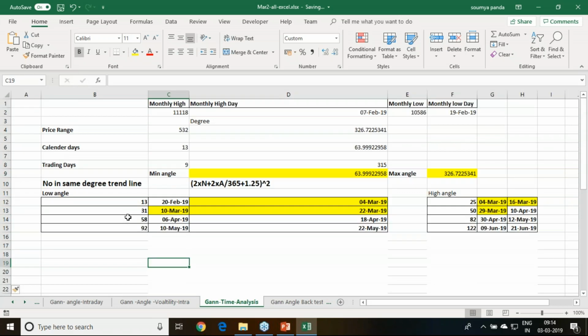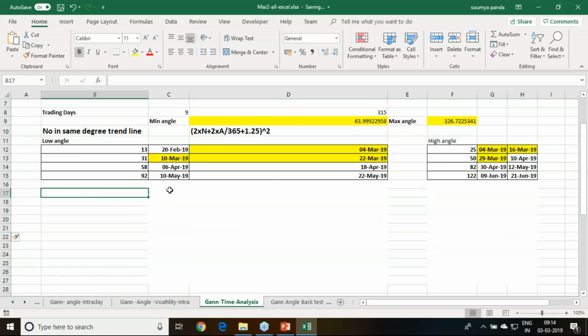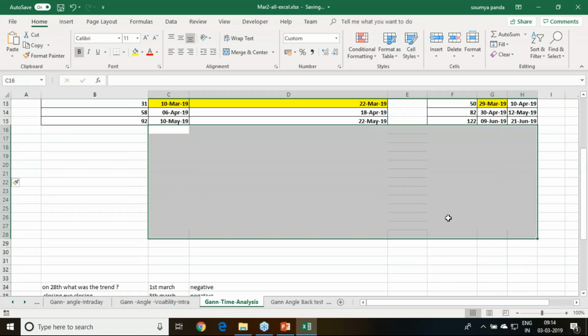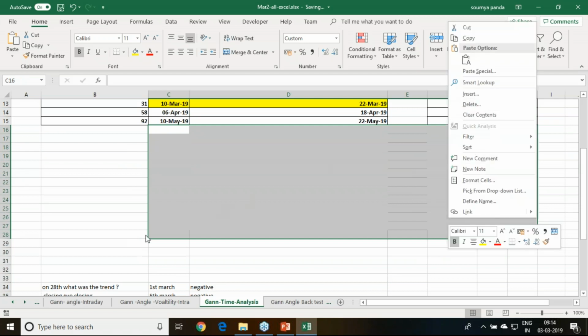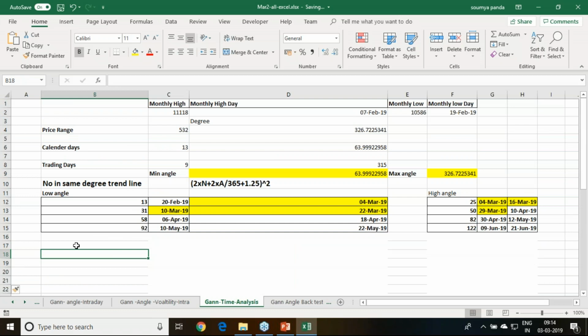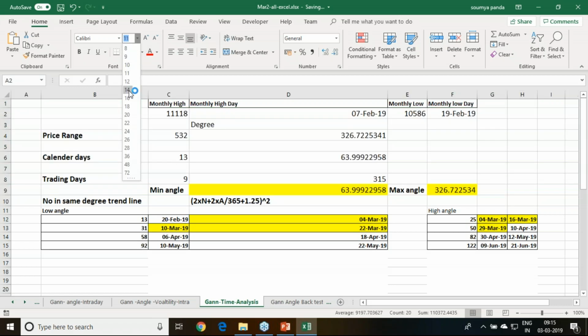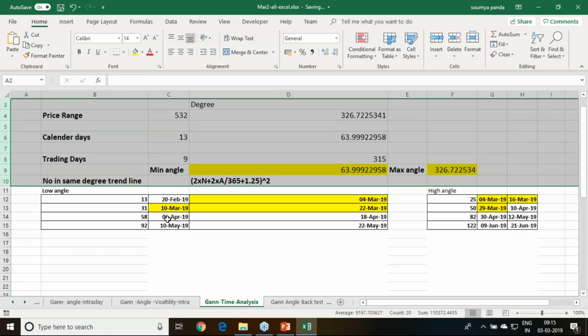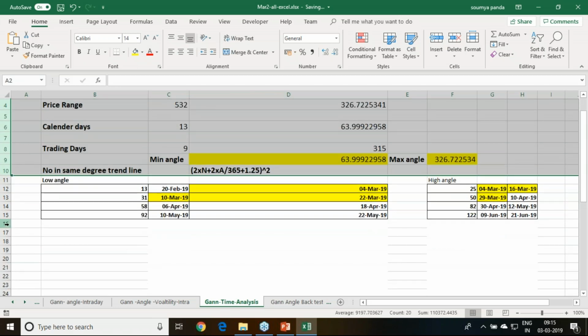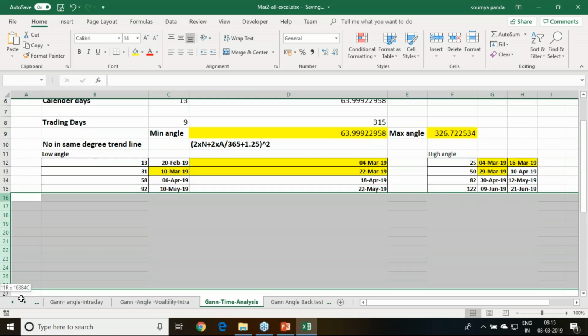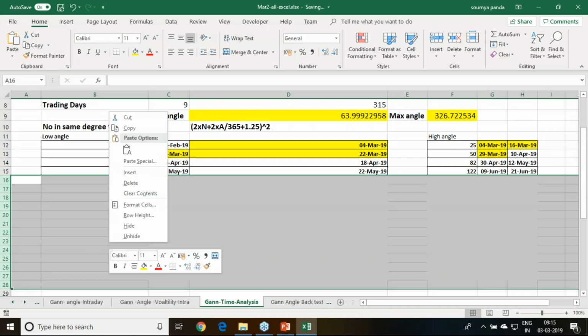So here, the trend reversal date calculation using the price square method. High and low. I just increased the font size so that it is more visible, 14. Fantastic. A little bit also here, some borders and other things. Let me bring it back.